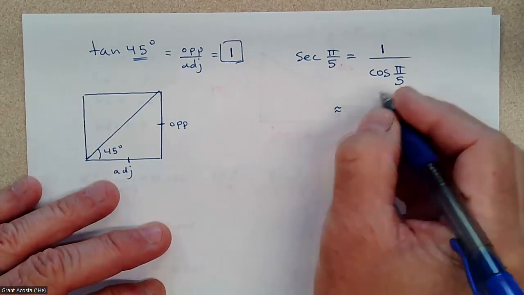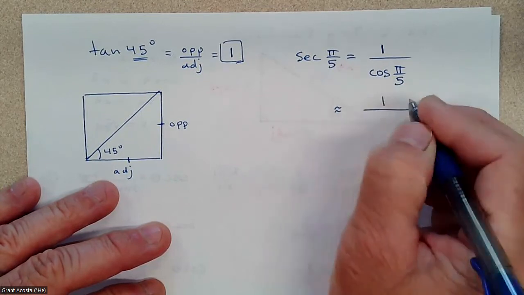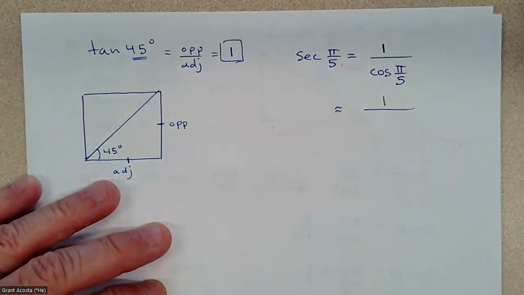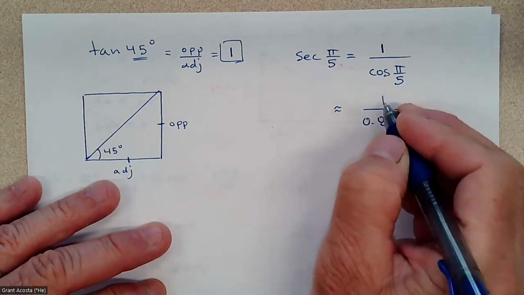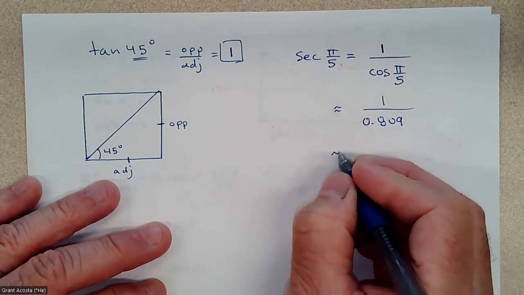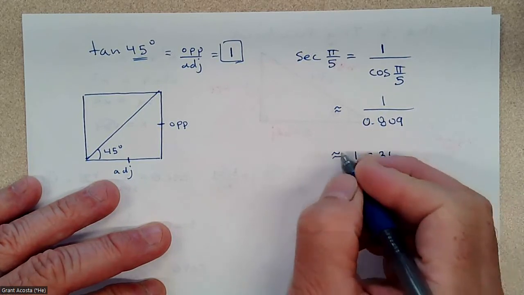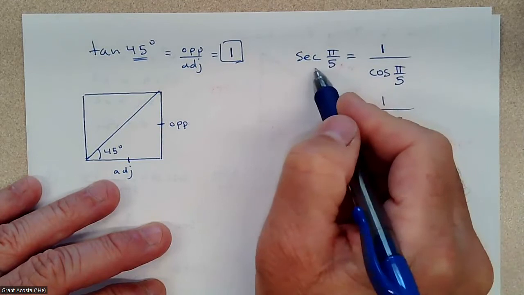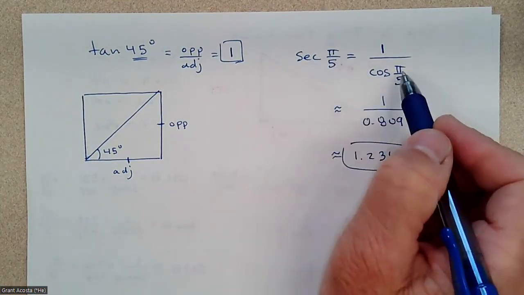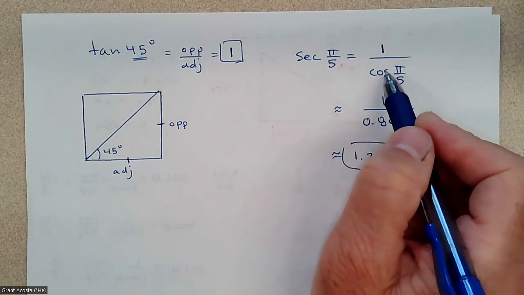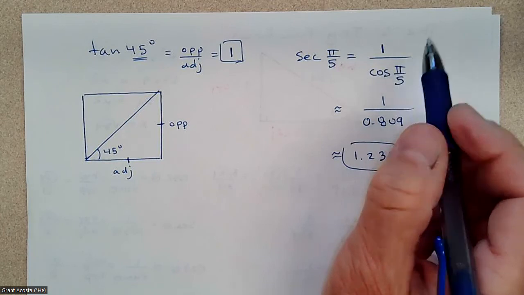You could do that on your calculator, and you'd want to make sure you switch your calculator to radians. The cosine of pi over 5 comes out to be about 0.809, and then you're going to do 1 divided by that, so your final answer here is about 1.236. Okay, so if you are asked to evaluate any of the reciprocal functions, you're going to want to use sine, cosine, or tangent, and then take the reciprocal of your answer.